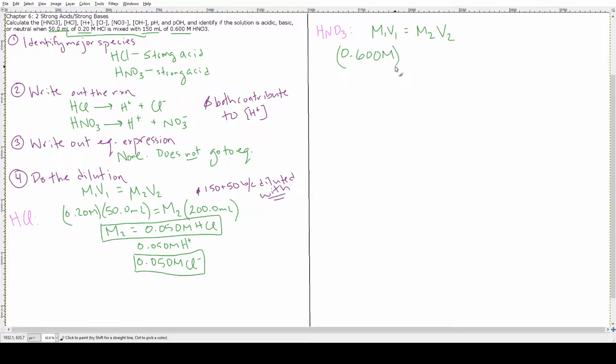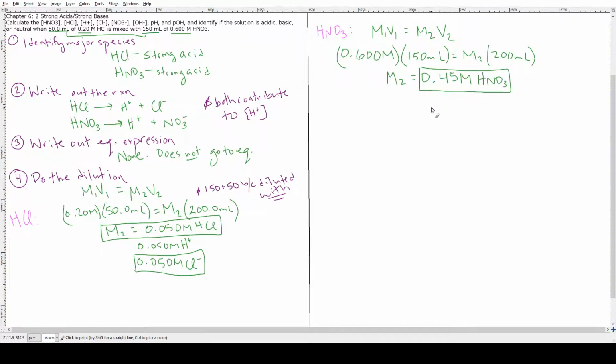There's my initial concentration, and my initial volume for this one is 150 milliliters. I don't know my final concentration, and my final volume is diluted with the 50 milliliters of hydrochloric acid. So my M2 is equal to 0.45 molarity HNO3. That's another thing we were solving for, so I'll box that.